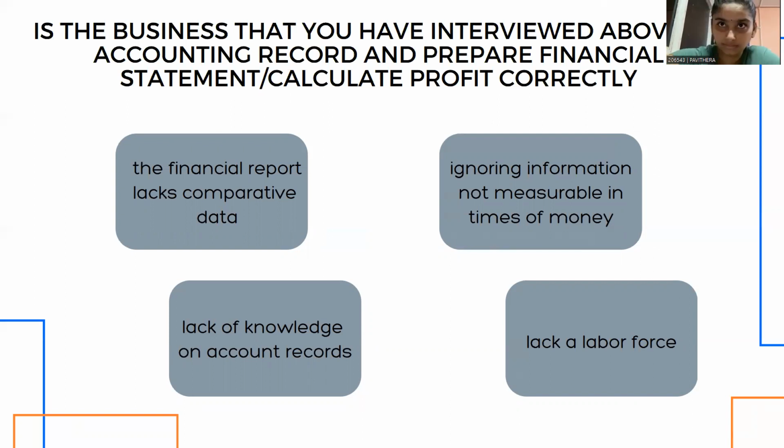Okay, the second one is ignoring information not measurable in terms of money. Since Danny is not a professional in business and accounting, she does not care about this matter compared to a professional accountant. The next reason is a lack of knowledge of accounting records. As we said before, Danny knew about the business and accounting, and the business starting period was around 6 months. So it shows that the business had low growth due to bad accounting application, and it is time to learn about the accounting process. So I pass.